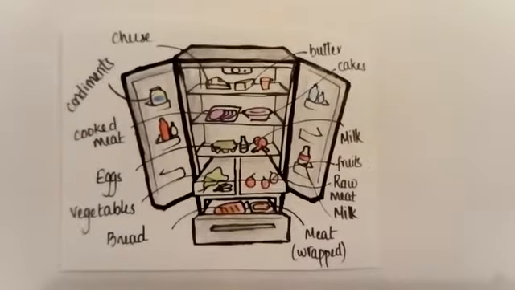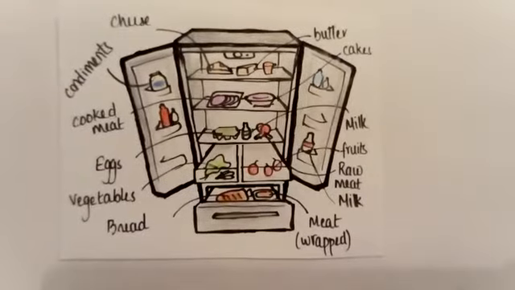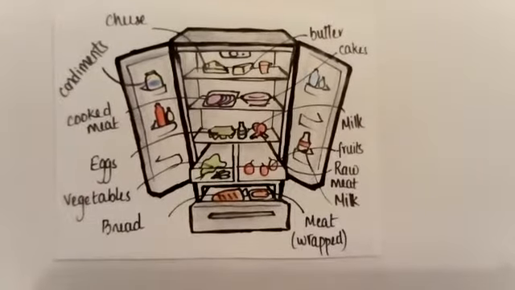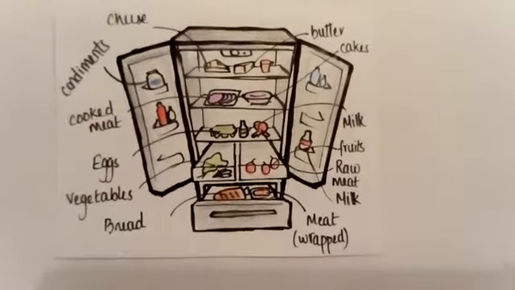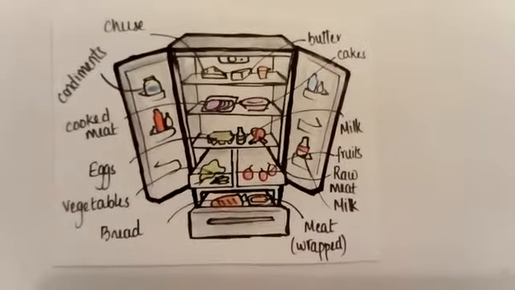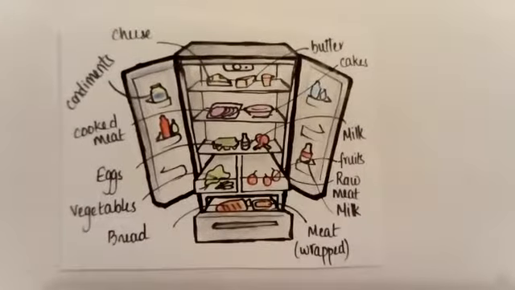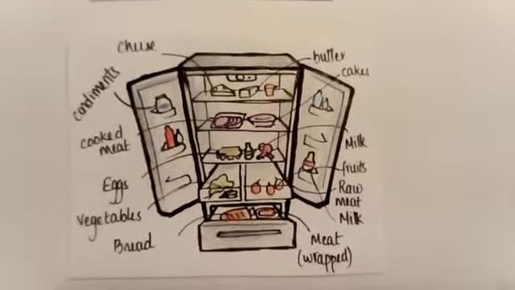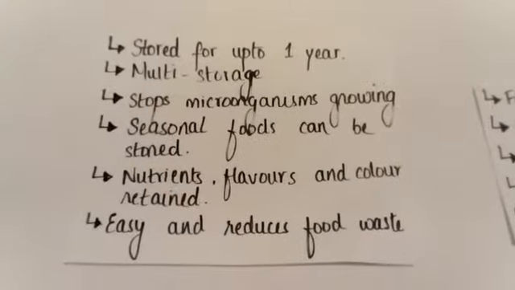at the top shelf. In the bottom drawers, vegetables should be kept, along with fruits. Fruits and vegetables should not be kept together in the same tray to avoid contamination. At the very last tray should be kept bread and meat that is wrapped, that can be stored for longer periods of time. On the sides should normally be condiments and milk to avoid cross-contamination from other products inside the fridge. Some of the advantages of storing in fridges include they can be stored for a longer period of time, normally up to a year.